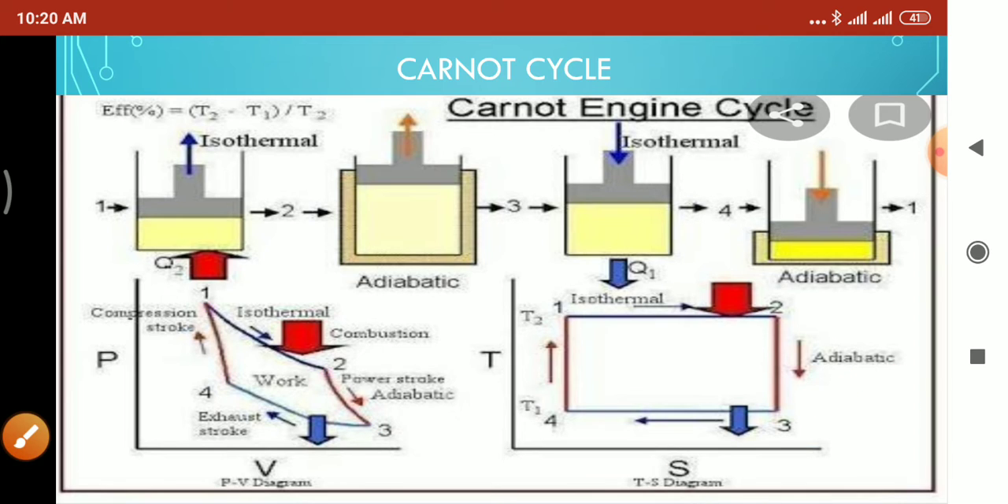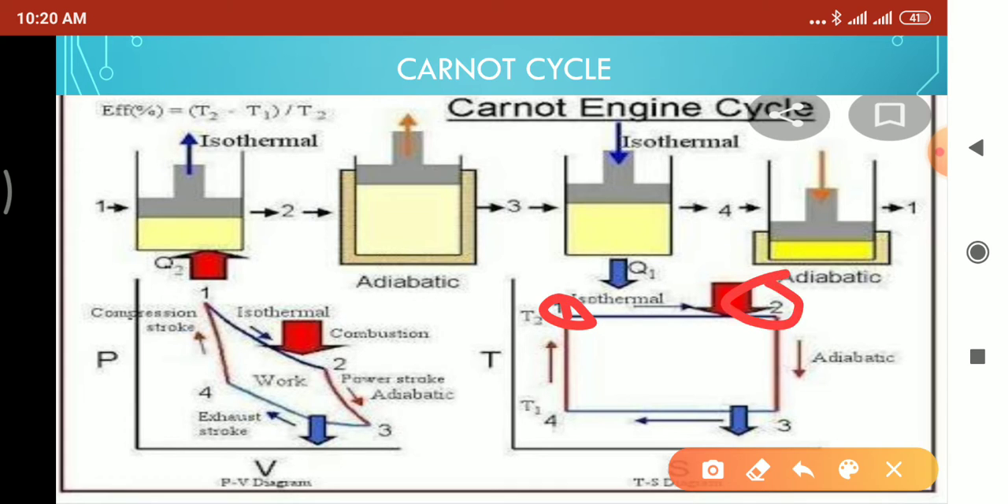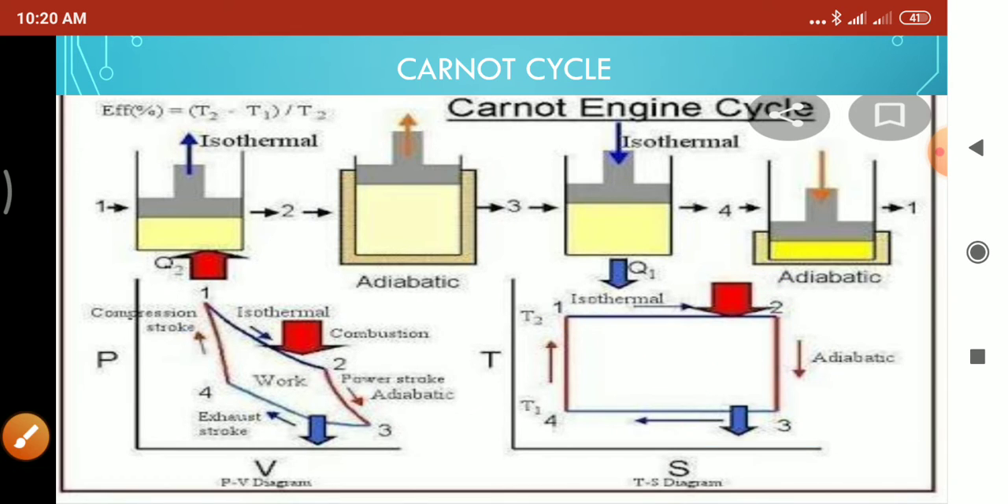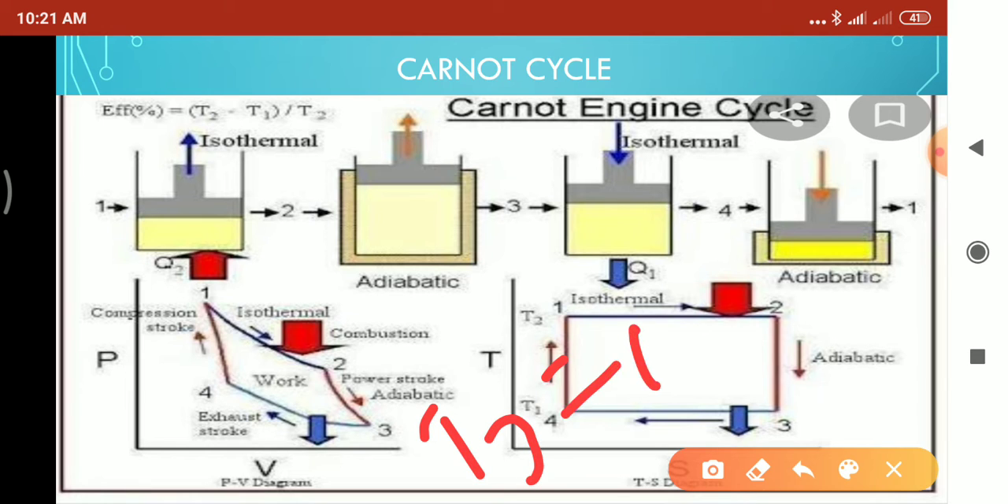So in this TS diagram, first temperature T1 equal to T2. This is T1, this is T2. So here T1 equals T2, and next T3 equals T4.